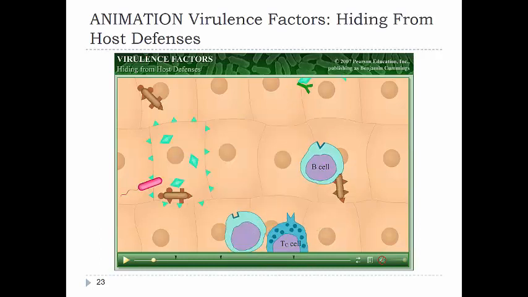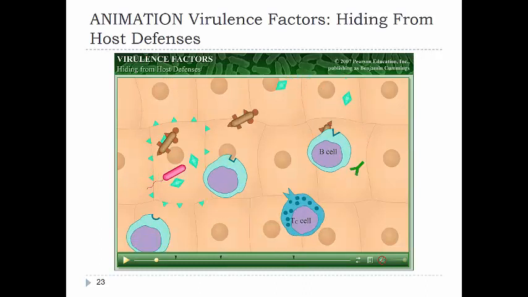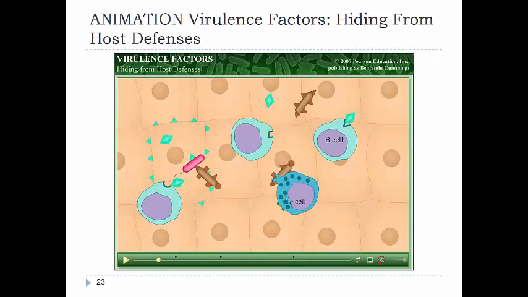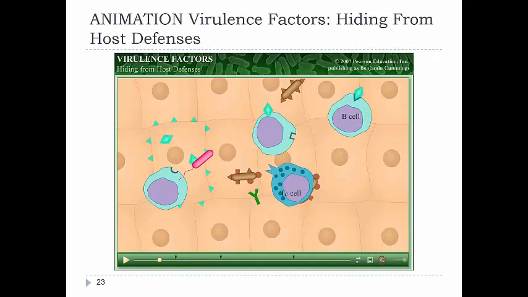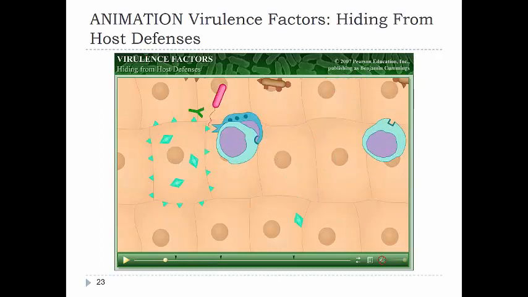Now, we also have some other processes where B cells and T cells identify bad guys. And some of the things that we've mentioned would allow them to overcome this process too. And we're going to talk about B cells and T cells a little bit later, so I'm going to skip that part.